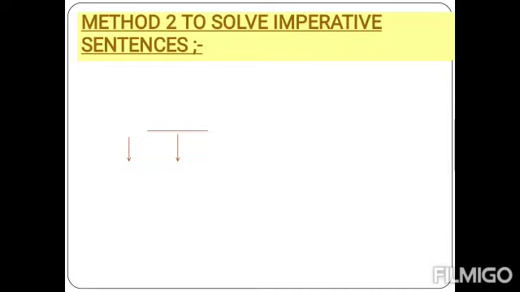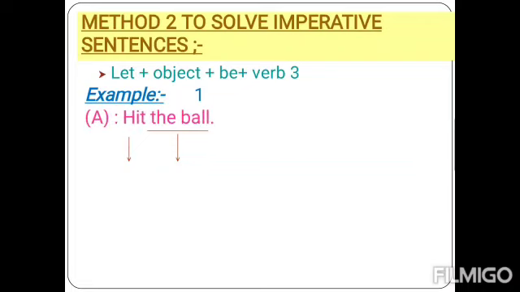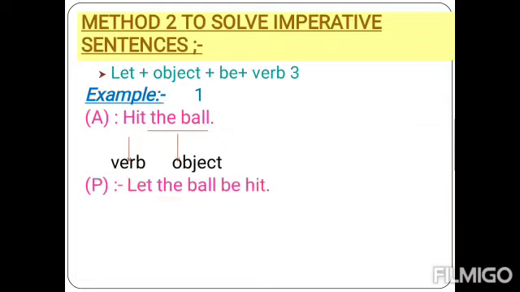Now let's discuss the second method to solve imperative sentences. Here we use let, then object, then be and then third form of verb. Let's see the first example. Hit the ball. We have discussed the same example. Hit the ball. So what is the object here? The ball, and hit is the verb. So how to solve? We will write let, object is the ball, then be, then third form of verb, and hit's third form is hit only. So the answer will be let the ball be hit.